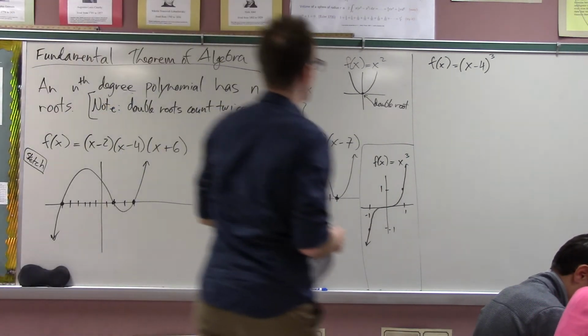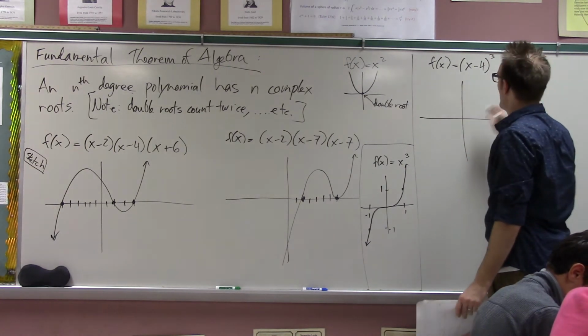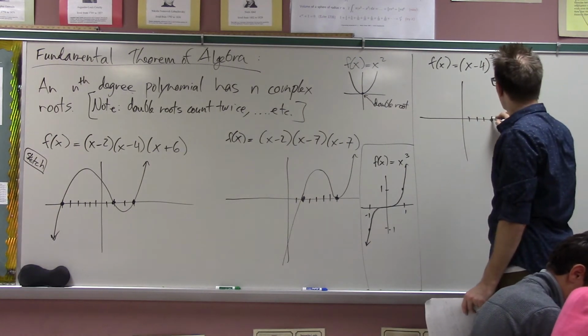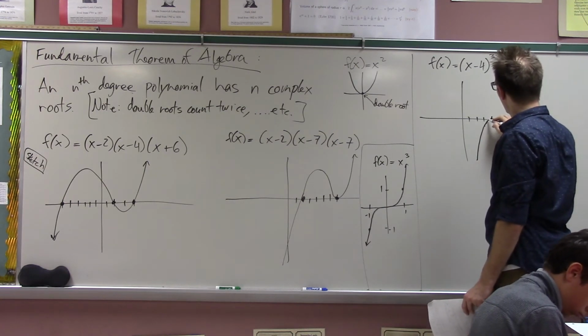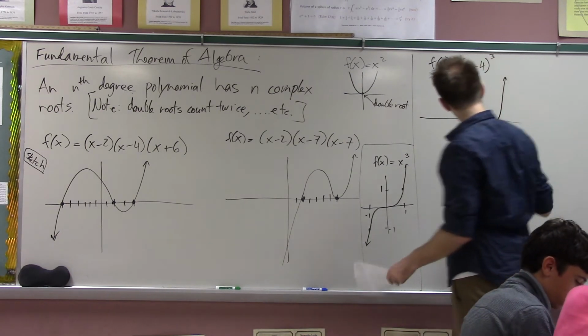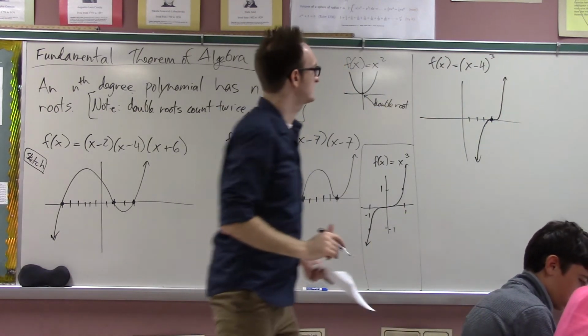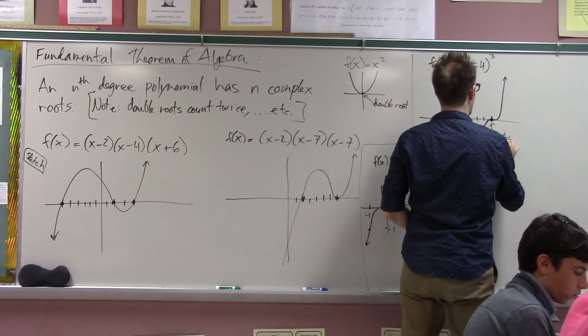Okay, so when you go to graph your (x - 4) cubed, don't be lazy. Make it look really good. So it's going to come up and it should get flat, really flat in there, and then back up again. Okay, good. This is the cubic behavior.